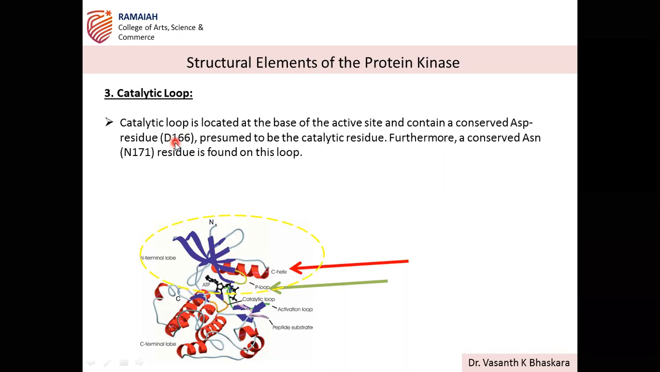So at that particular position, aspartic acid 166 has a very important role, and this is presumed to have a role in catalysis. What is the catalysis function here? Transfer of the gamma phosphate from ATP to the substrate. Furthermore, another conserved residue, N171, also has a role in this catalysis. So the first important one is D166 and then N171. All of you should know which amino acid N is.